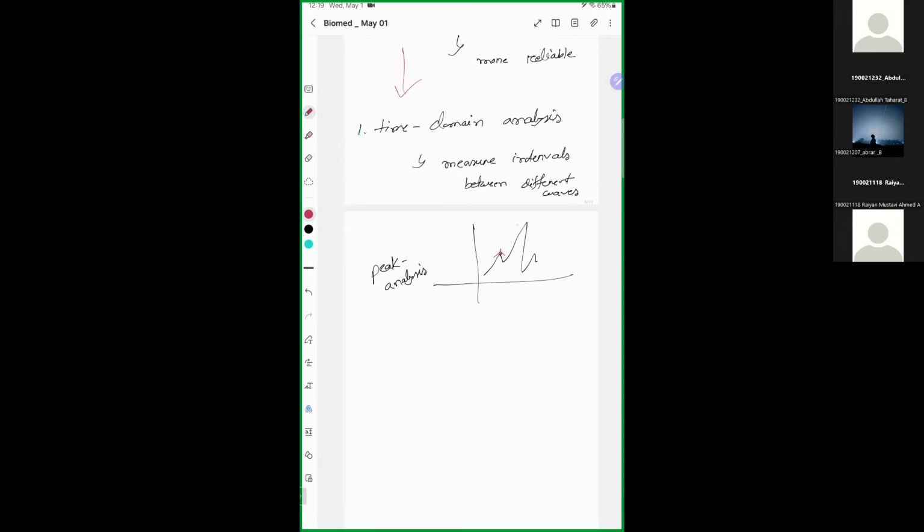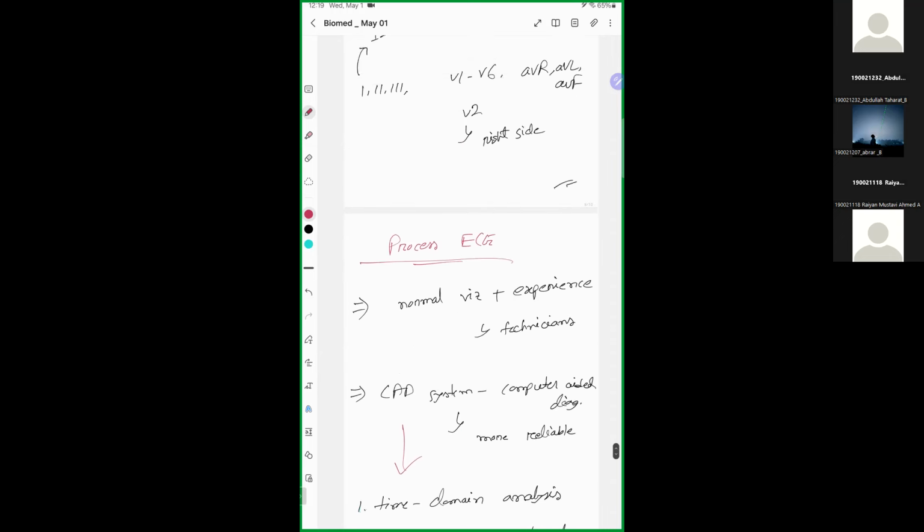In peak analysis, you can identify different peaks in MATLAB. Then you can identify the distance between different peaks. So this is one way to measure the difference between different portions, and that will give you some information. For instance, you can then compare with the standard value.